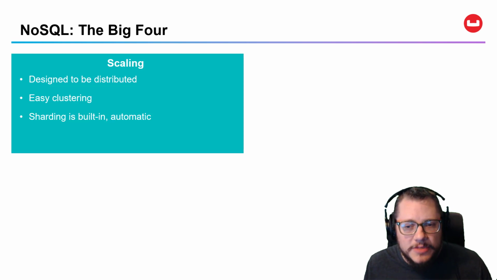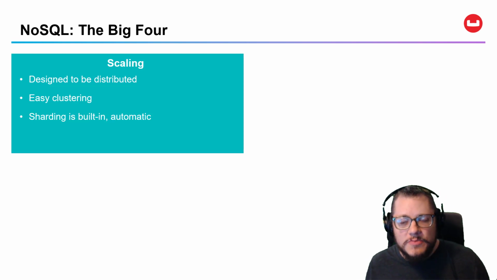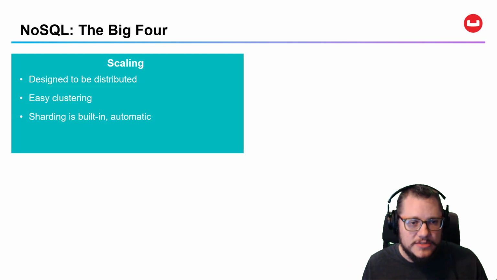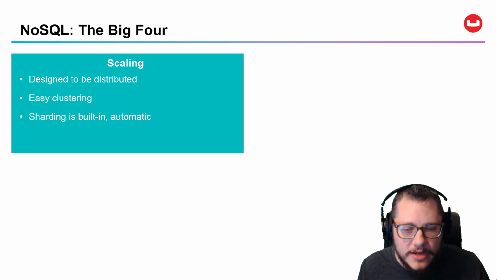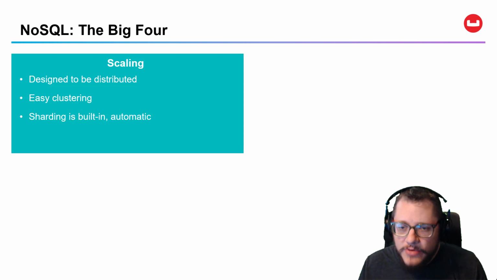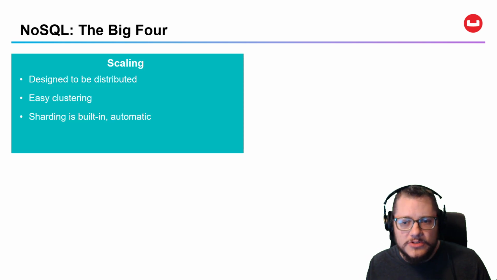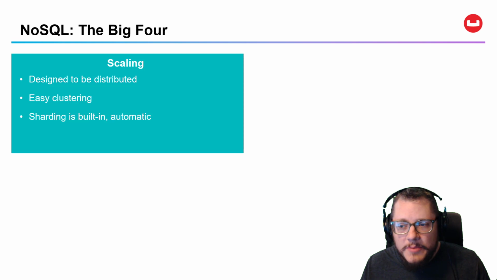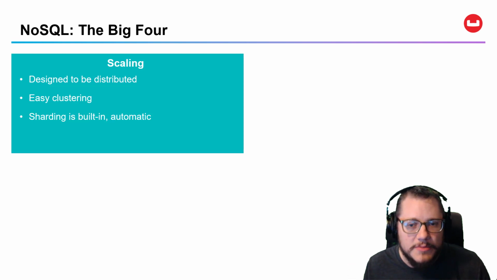So what scaling actually means in practice to me is that it should be easy to have a bunch of machines, cluster them together, and then split the data amongst them, which is called sharding. And that should be built in and automatic. Now in practice, this varies from solution to solution. Depending on which NoSQL solution you look at, they may not be designed with easy scaling in mind. They may be designed with other things in mind besides scaling.